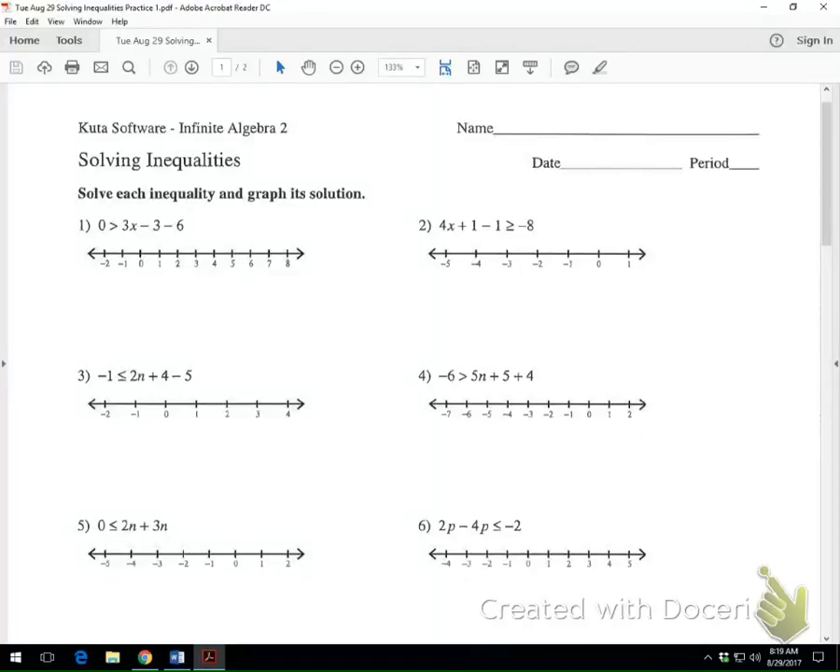Okay, so let's write a few things down at the top of this paper so that you know what's going on. Let's go: less than or greater than is an open circle. Less than or equal to or greater than or equal to is a closed circle. Okay, so keep that in mind.